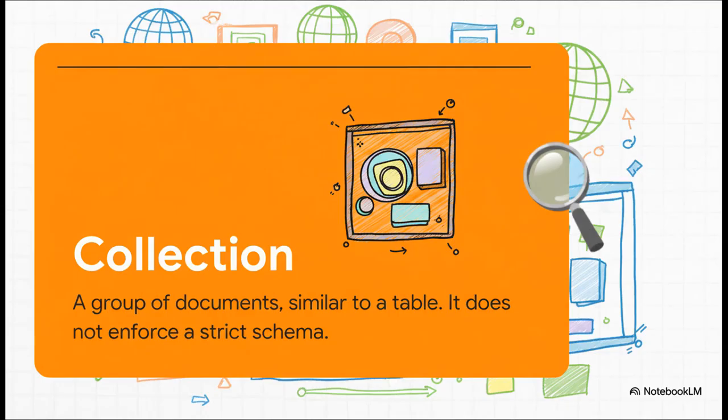So if a document is a single resume, then a collection is basically the filing cabinet where you keep all those resumes. It's just a grouping of similar documents. But, and this is the important part, unlike a traditional database table, this filing cabinet doesn't force every single document inside to have the exact same structure. It's cool with the fact that one file looks a bit different from the next.